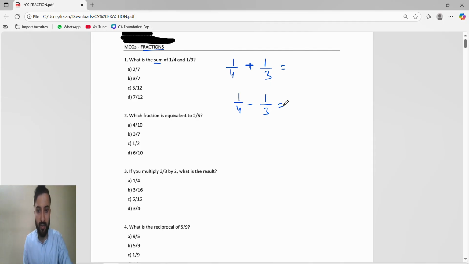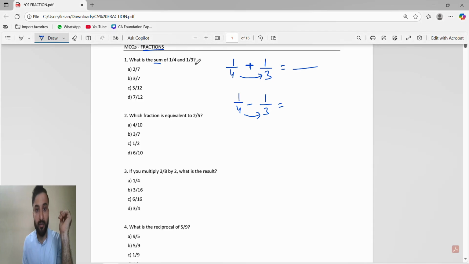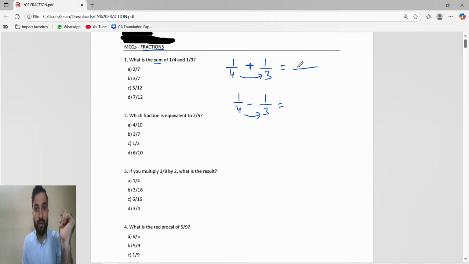Let's focus here. LCM method means you have to do two steps. The first step is to multiply the denominators, whether it is plus or minus. Multiply the denominators. In your mind you have to keep the denominators 4 and 3. If you multiply the denominators 4 times 3, that is 12, so in the denominator I will get 12. The second thing is to do the cross multiplication.